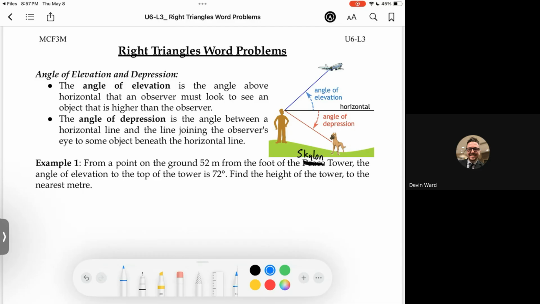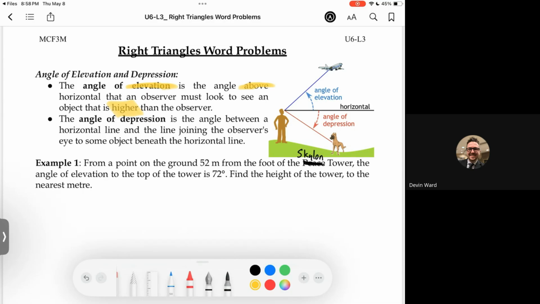So the angle of elevation is the angle above the horizontal that an observer must look in order to see an object that is higher than the observer. Okay, so angle of elevation.